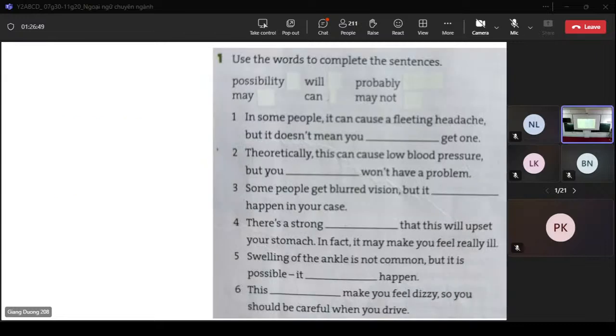Alright, now exercise 1. Rồi bài tập số 1. Quite easy. Number 4, there is a strong, after we need a noun and strong is an adjective to modify this noun. Vậy ha. 5 minutes. 5 phút nha em.